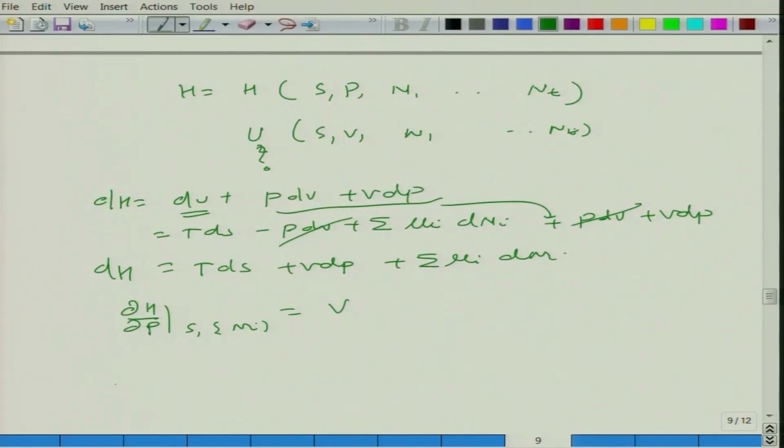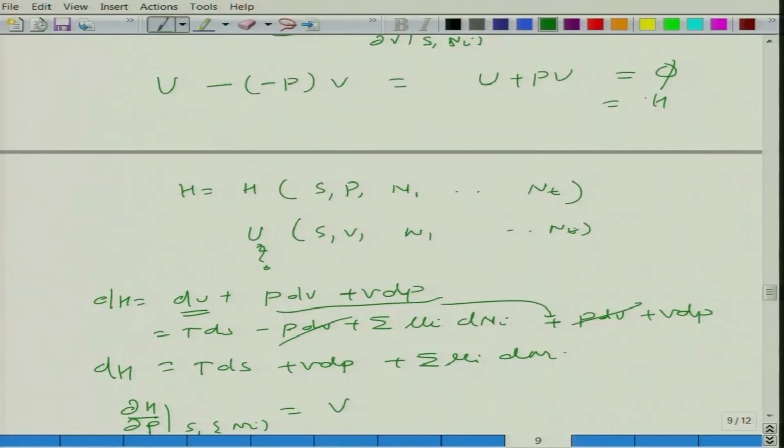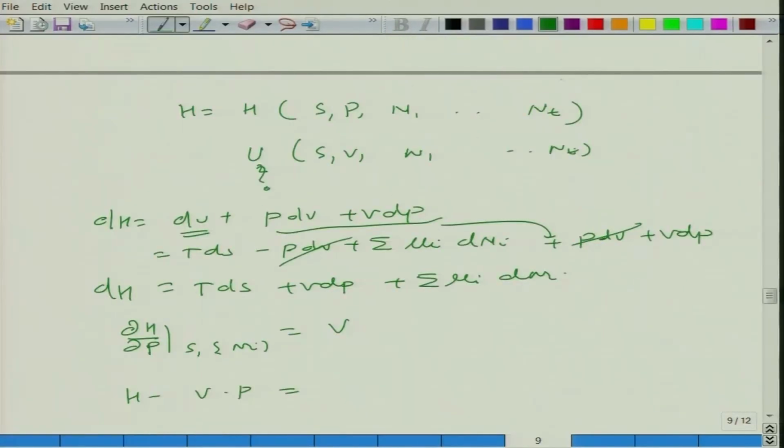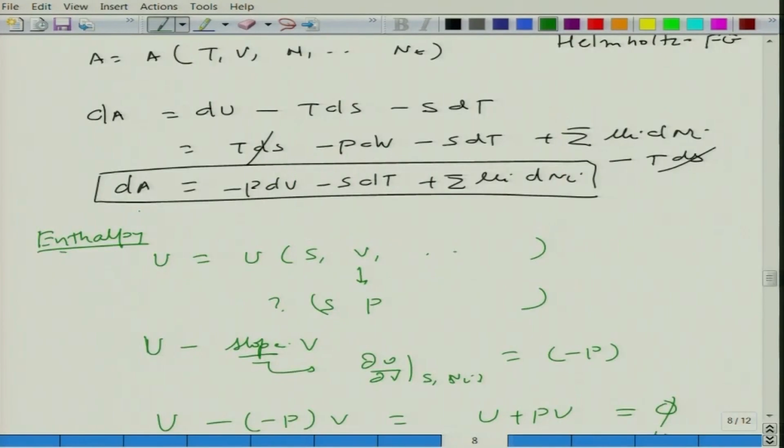Okay. Right. So, we have to have a function now H minus V times P, and if you look at the original expression here by definition, H minus PV is nothing but U. So, essentially you are getting back the original expression. Okay. That means we are not losing any information in this transformation. So, it makes perfect sense mathematically to convert from one set of variables to another. Okay. The same thing we could have done for A also.